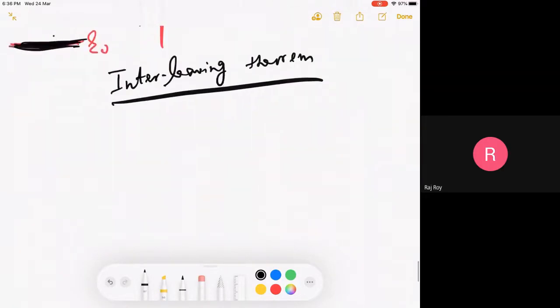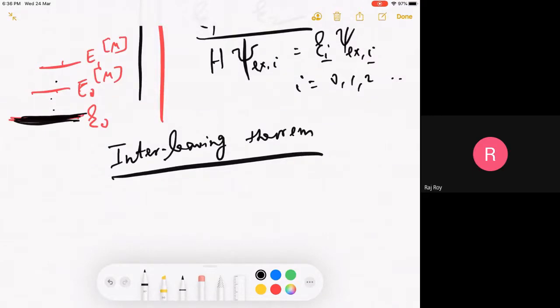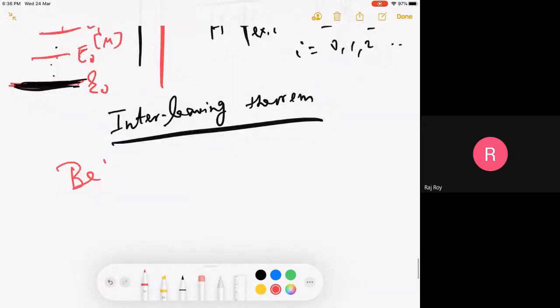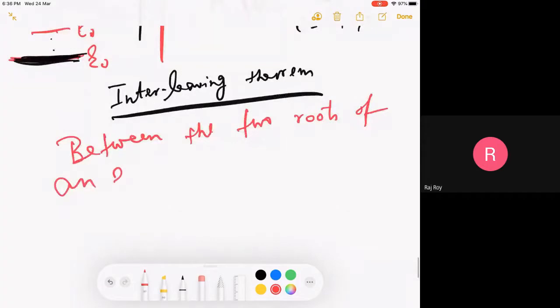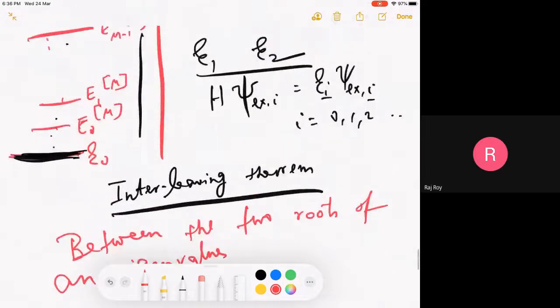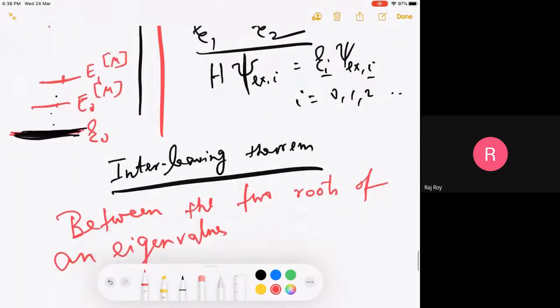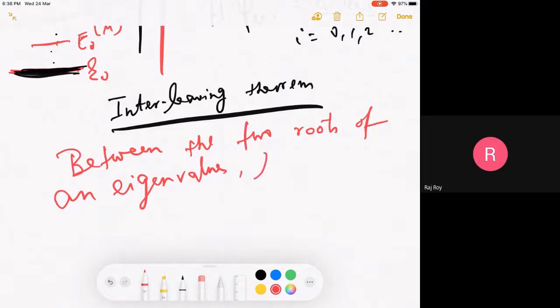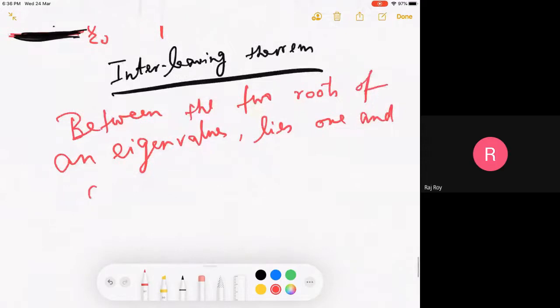So what this McDonald principle says is that between the two roots, what do you mean by roots? The roots are the roots of the eigenvalue equation. Between the two roots of an eigenvalue equation, so I have m roots, which I have written here, but I can take up any two roots, between the two roots lies one and only one exact state.